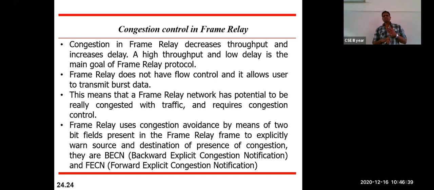Last one, frame relay uses congestion avoidance by means of two bit fields present in the frame to explicitly warn the source and the destination about the presence of congestion. They are BECN and FECN: backward explicit congestion notification and forward explicit congestion notification.